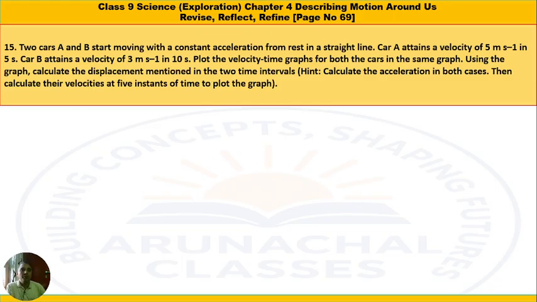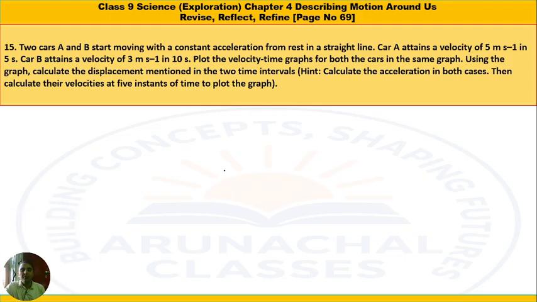Here we have question 15 given in page number 69 of chapter 4, Describing Motion Around Us. The question is: two cars A and B start moving with constant acceleration from rest in a straight line. Car A attains a velocity of 5 meter per second in 5 seconds. Car B attains a velocity of 3 meter per second in 10 seconds. Plot the velocity time graph for both the cars in the same graph. Using the graph, calculate the displacement mentioned in the two time intervals.